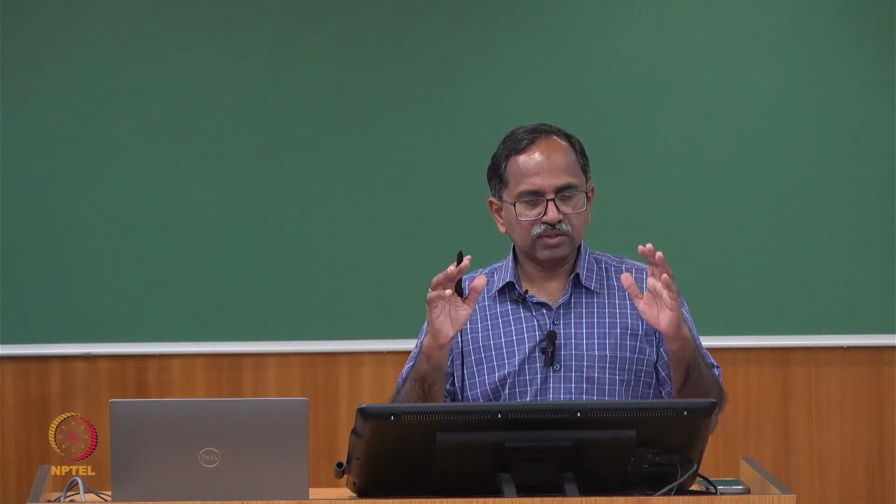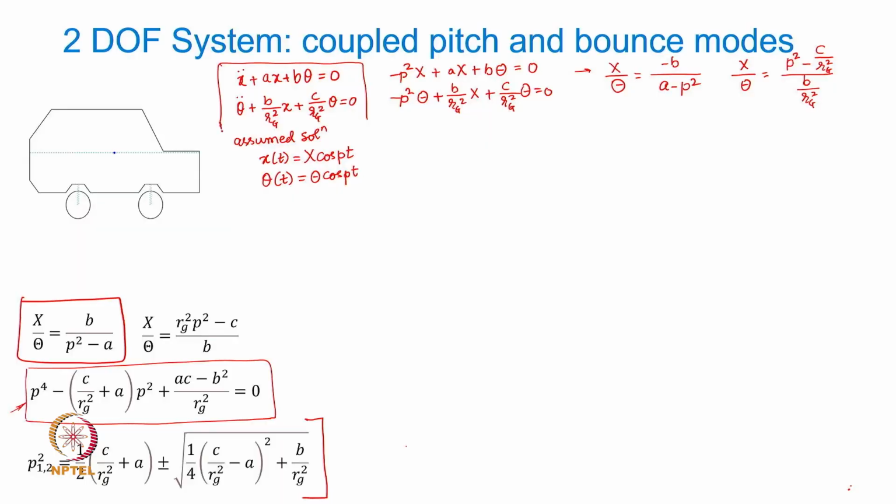You first frame the governing equations of motion based on the assumed degrees of freedom. In this case, we only assumed x and theta as the two degrees of freedom, and then using those degrees of freedom, by solving, you got these ratios which define the mode shape, and you got the frequency equation. This is your frequency equation, and by solving this frequency equation, these are the two natural frequencies of the system.